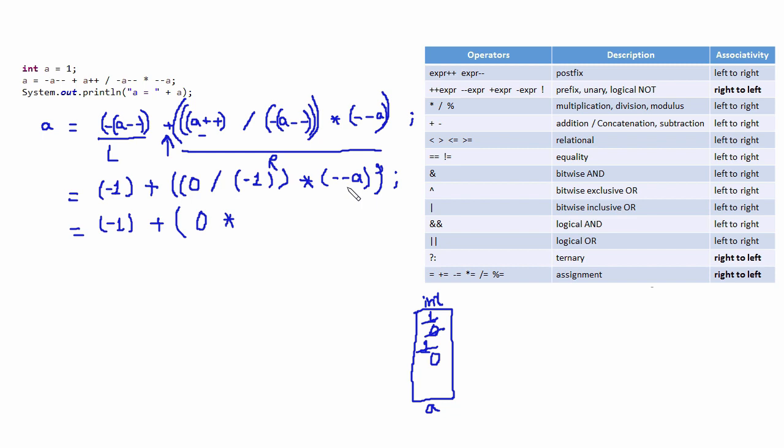This is a pre-decrement operator. It says first go and change the value in the memory. So I will decrement it by 1 in the memory. This will become minus 1 and now use it in the expression.